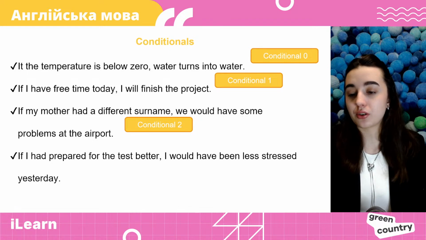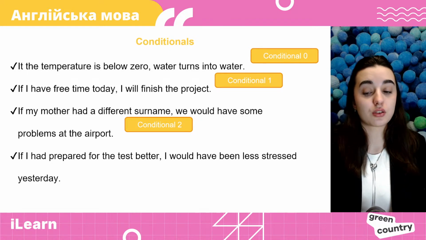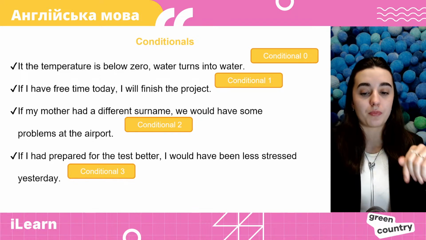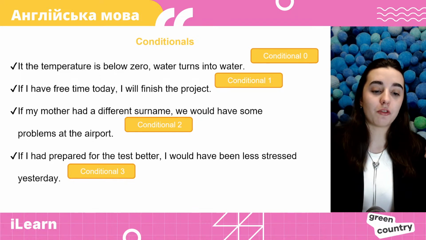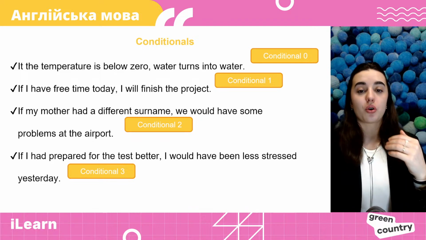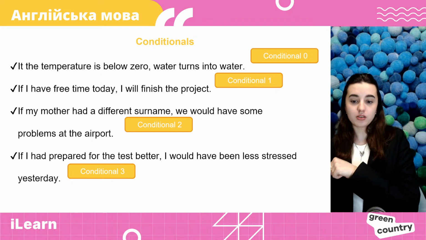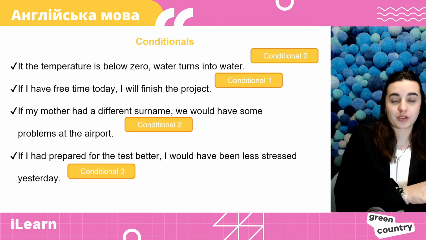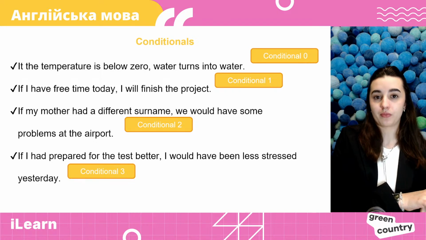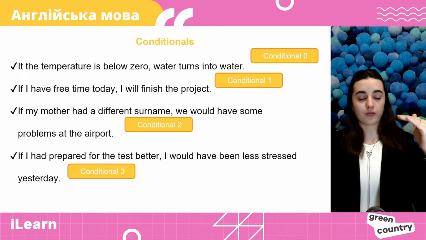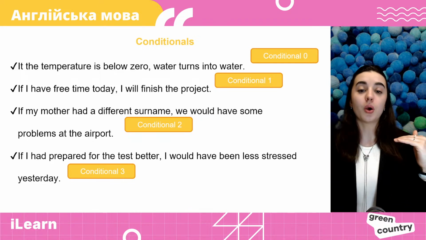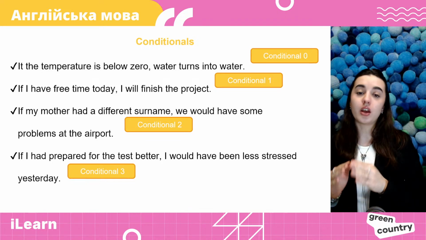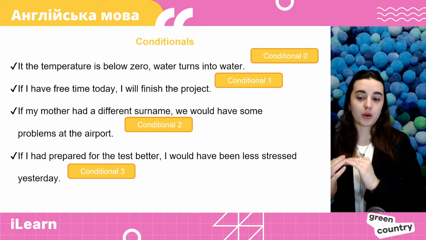And when we are talking about the third conditional, here we have an example. If I had prepared for the test better, I would have been less stressed yesterday. So if I had done something in the past, but I didn't, I would have another result in the past too. In the first and second conditionals, we are talking about present or future, but the third conditional always tells us about the past.